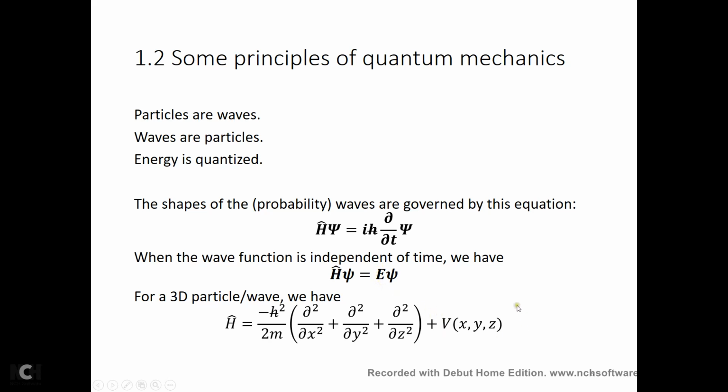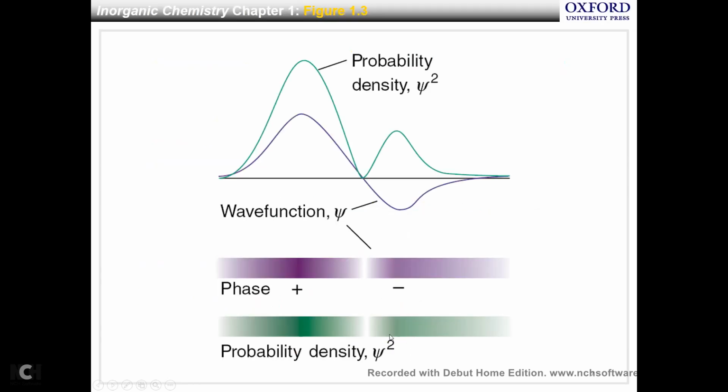Now let's look at this. This is the potential energy of the particle, and the H corresponds to the total energy of the particle. So you might have guessed that this is the kinetic energy of the particle in the x direction, y direction, and z direction.